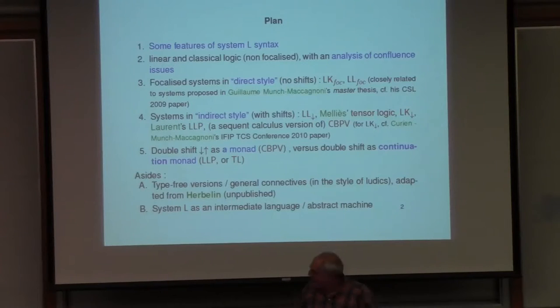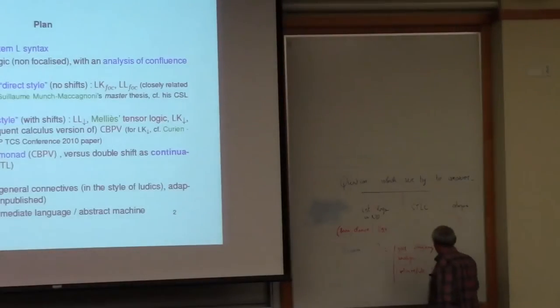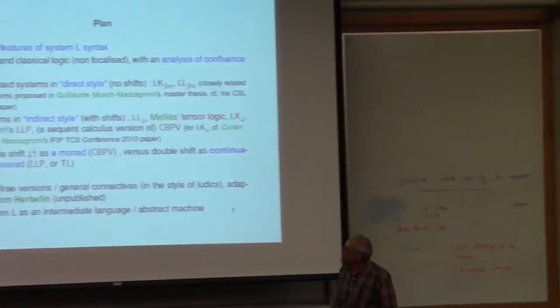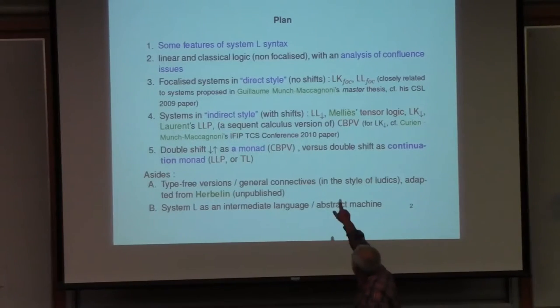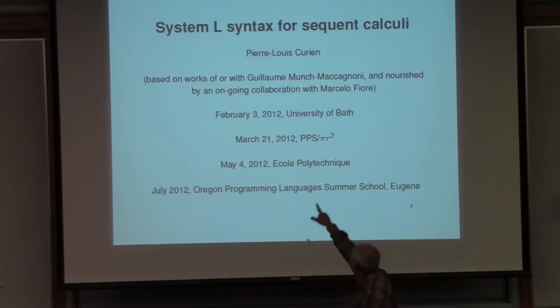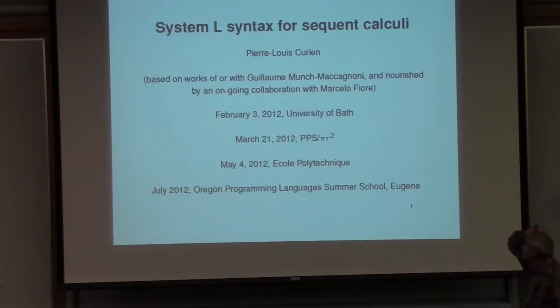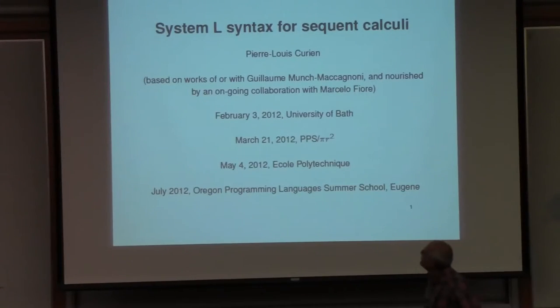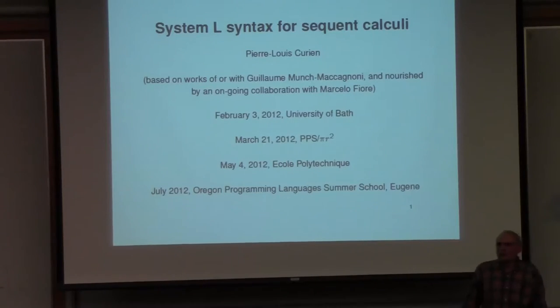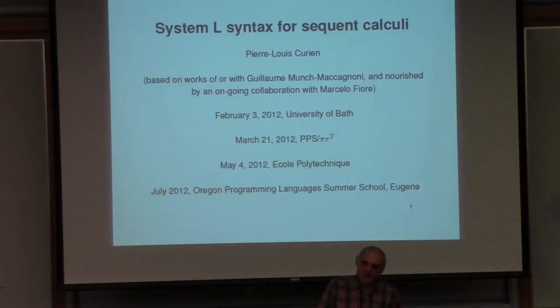Okay. And I will actually spend probably more time on these two asides, which are quite interesting. So the second one, I already mentioned it, is to try to give you a good idea of why this language, which by the way has a generic name as the title indicates, so we tentatively call this style of syntax System L in honor of Gentzen, because L is the letter he uses for sequent calculus, as opposed to natural deduction system, for which the letter N is used.